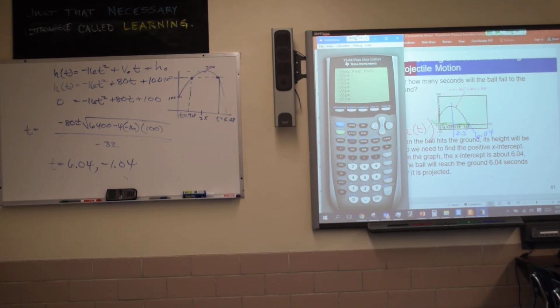So in y1, all I want you to do is type in negative 16. We don't have t's here, so we're going to use x, which is fine. Squared, plus 80x, plus 100. Now if we graph this, most of your graphs are initially going to be in standard view, which goes from negative 10 to positive 10 on the y-axis and negative 10 to positive 10 on the x-axis. Obviously that doesn't get much of our picture in there, so we have to go mess with the window.